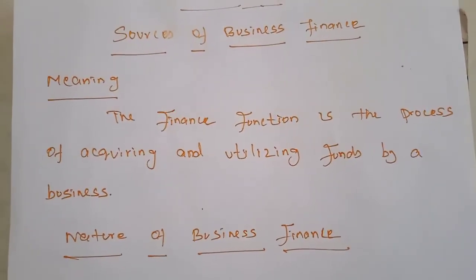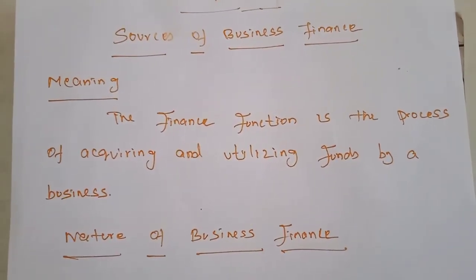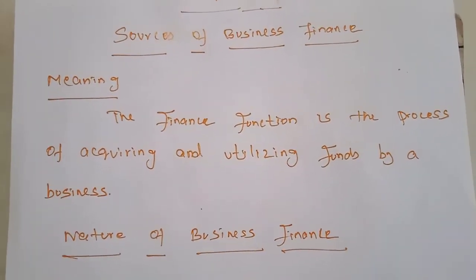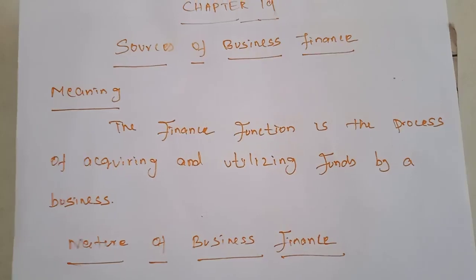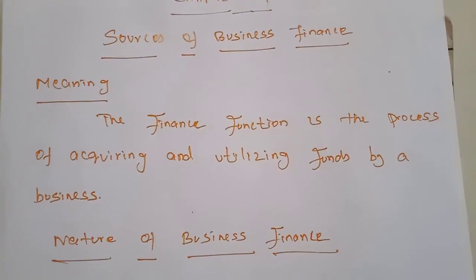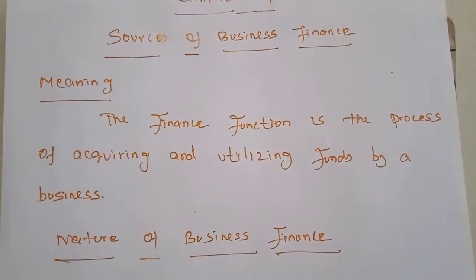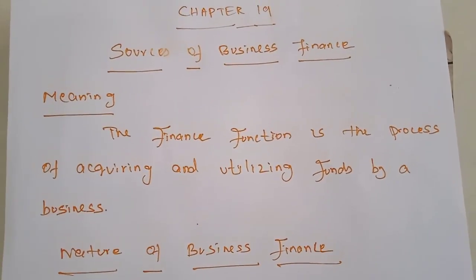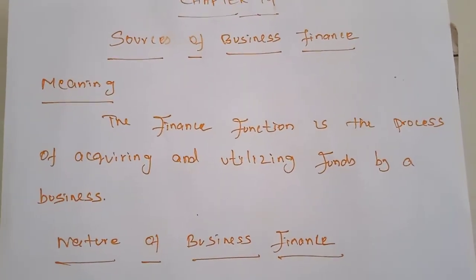Fixed capital requirements include the purchase of plant, machinery, furniture, fixtures, vehicles and so on. While working capital requirements include the purchase of raw materials, payment of salary and wages, and incurring operating expenses like telephone bills, carriage inwards and outwards, electricity, etc.